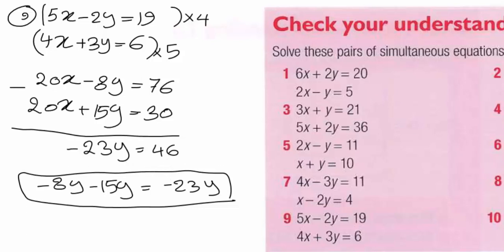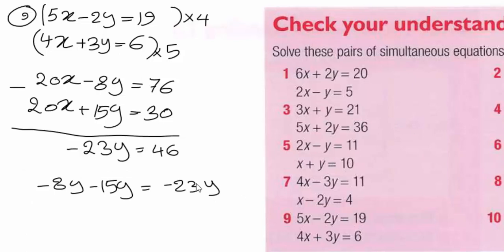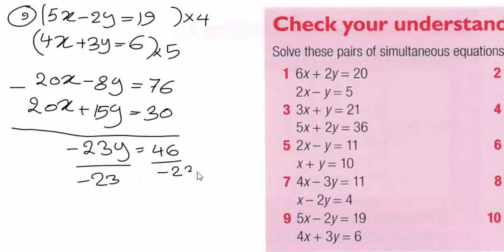Now, to get rid of this negative 23, we have to divide both sides by negative 23. Then the negative 23's will cancel each other. What's remaining on the side is only y. Even the negatives will be cancelled. And here, since one of them is negative, one is positive, of course, the result will be negative. 46 divided by 23 is equal to 2. So y is equal to negative 2.